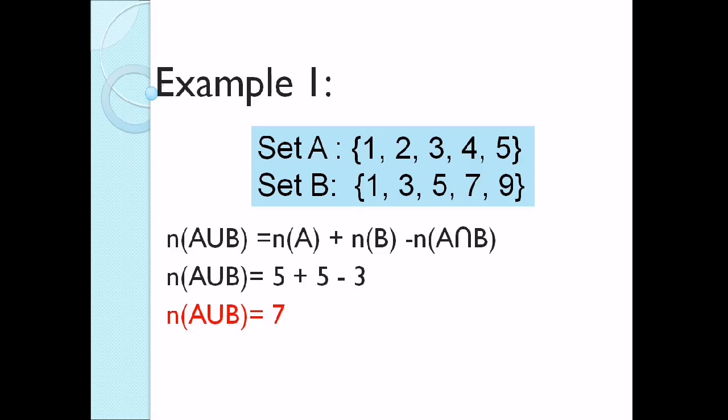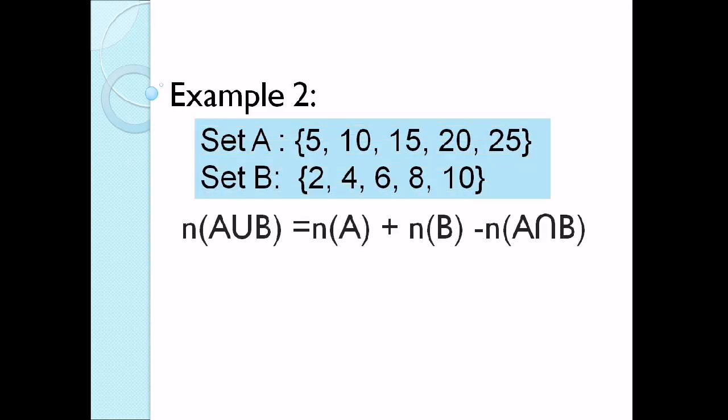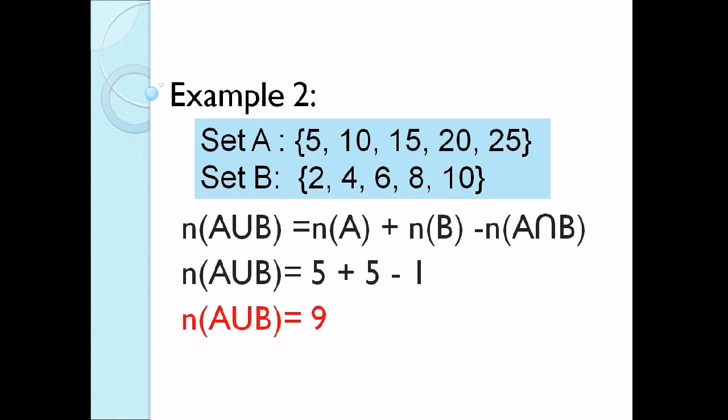How about our second example? This is our sets of data for set A and set B. The number of A is 5, the number of set B is 5, minus what they have in common: only 10, which is 1. So 5 plus 5 is 10, minus 1. Therefore, the number of A union B is 9. That is our answer.